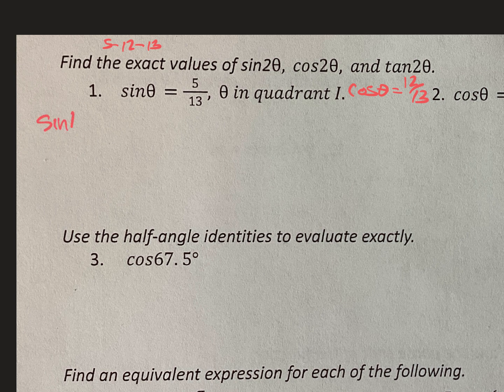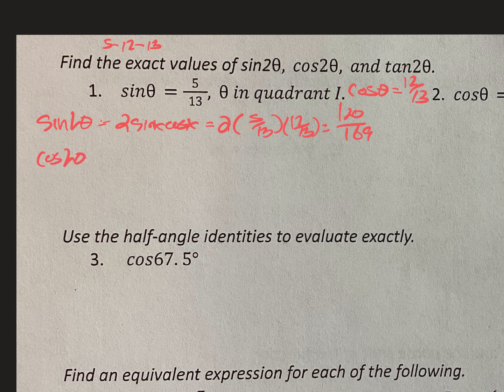Sine 2 theta. So I'm looking up sine 2 theta on my sheet of double angle formulas. I'm seeing 2 sine x cosine x. So I'm just going to plug the numbers in there. I'm going to say 2 times sine x is 5/13, cosine is 12/13. If I multiply all those out, I'm going to get 169, 13 times 13, on the bottom, and 120 on my numerator, so 120 over 169.